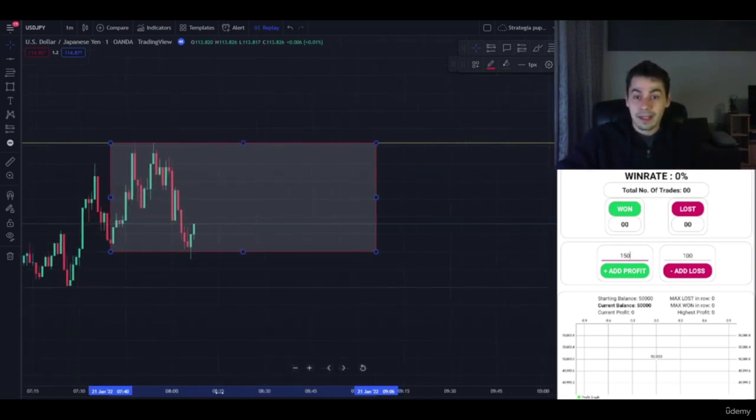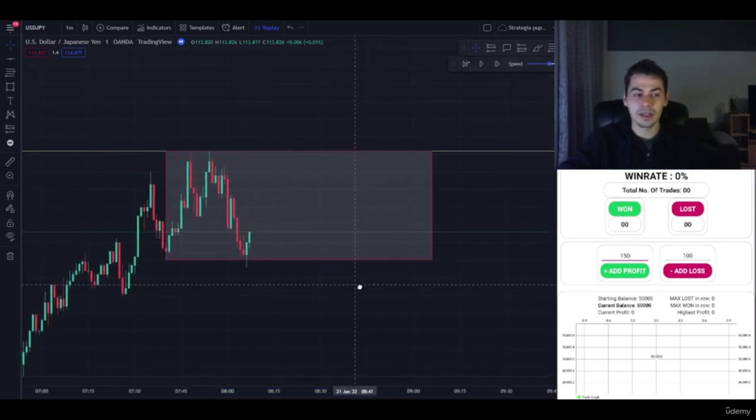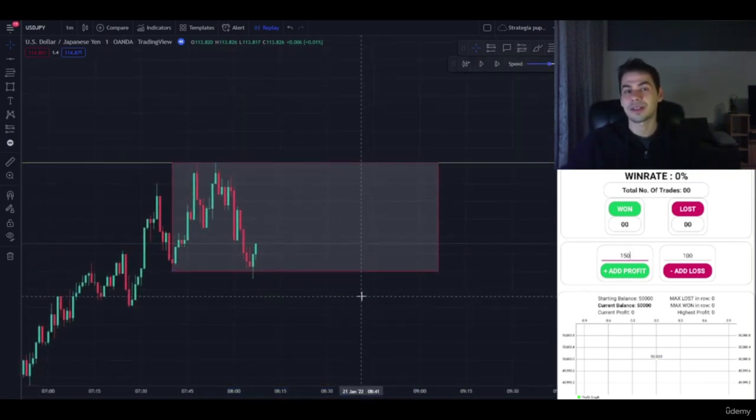Because as you can probably see here, I drew this box judging by this wick. You may take it from the candlestick body, so you get the point. The thing is, you have to backtest it and use it on a demo account first, and risk as little as possible on your first shot.